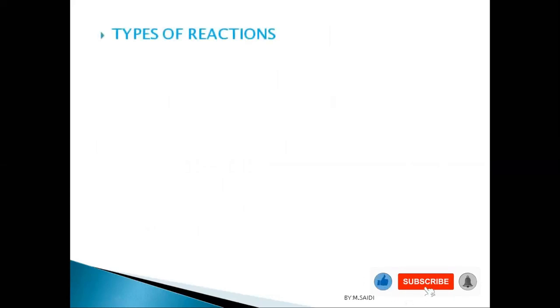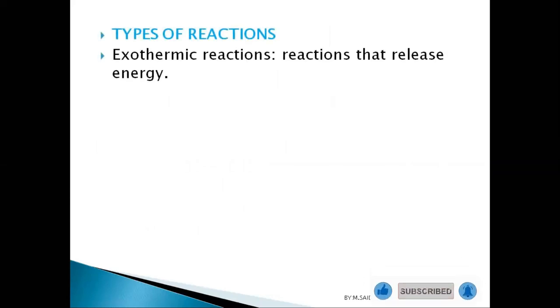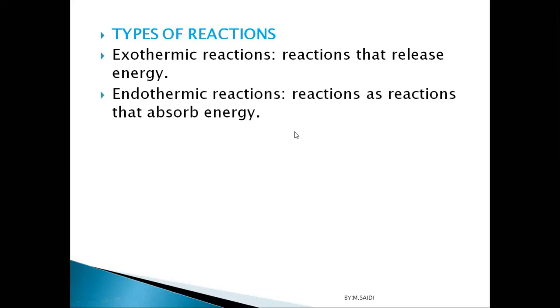Now let's look at the types of reactions. Number one, we have what you call the exothermic reaction. Okay, let's continue. And then you have endothermic reactions, which result in absorption of energy. So when energy has been absorbed, it means that it is endo. It goes inside. Endo means inside. Thermic means temperature or heat. So it means that heat has been absorbed inside.